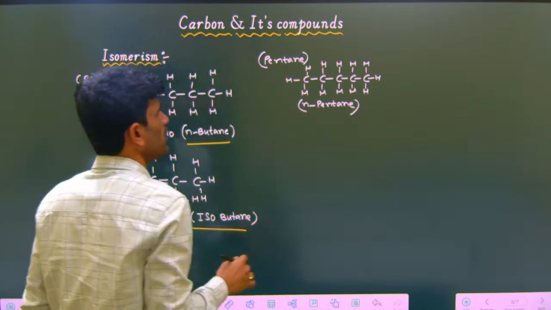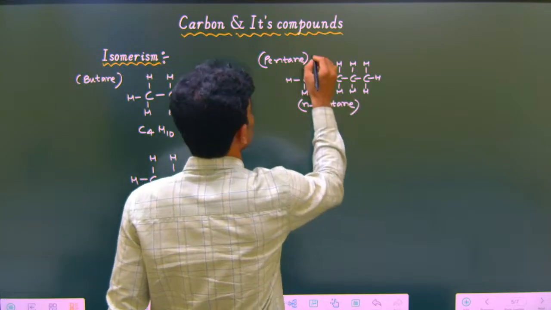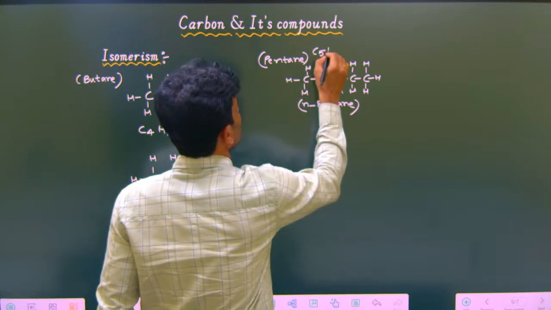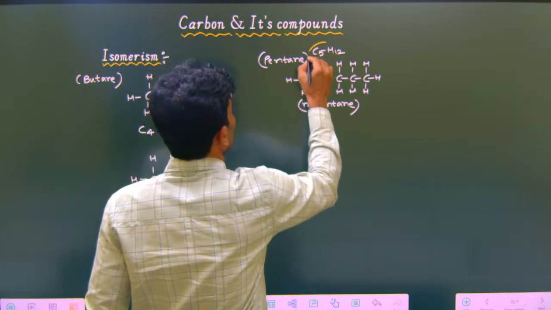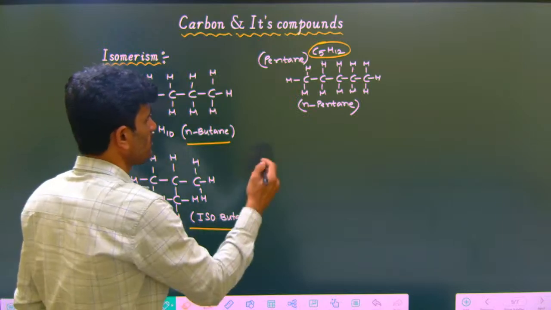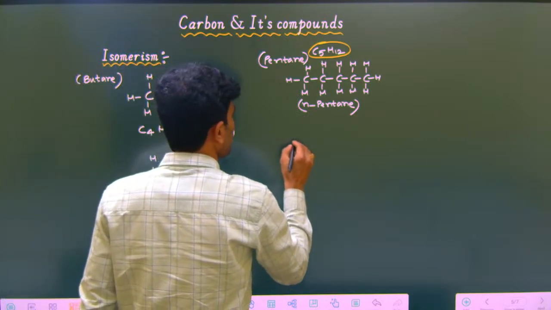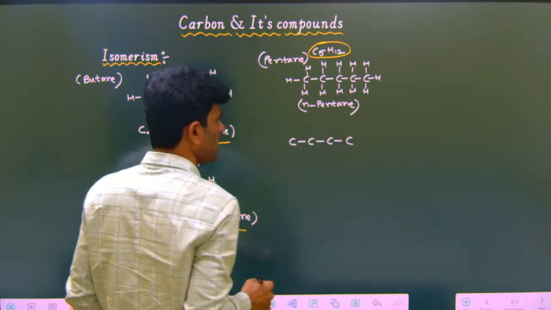N-pentane. Now same, what is the molecular formula here? C5H12. C5H12 is the molecular formula. Here with the same molecular formula we can also draw one more structure. Let us see what that other structure is. Here 1 carbon, 4 carbons as it is in a straight line, but 1 carbon down.